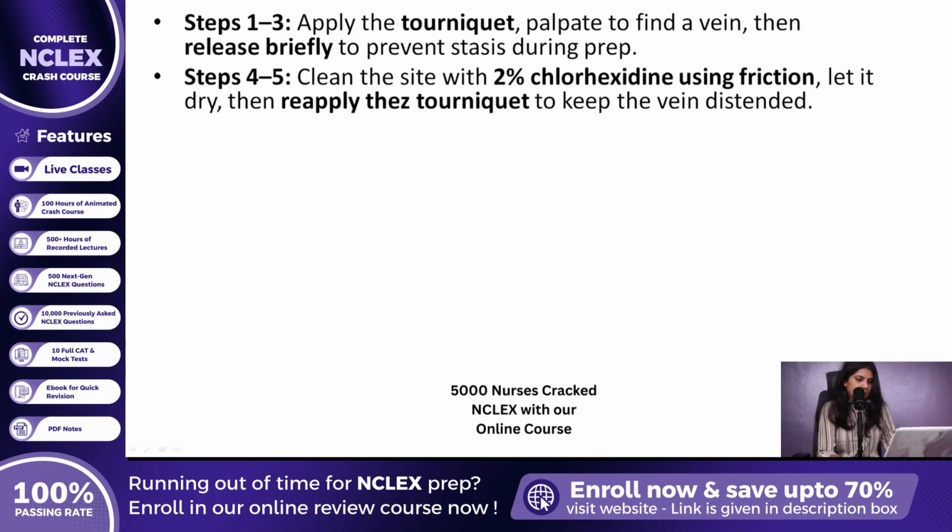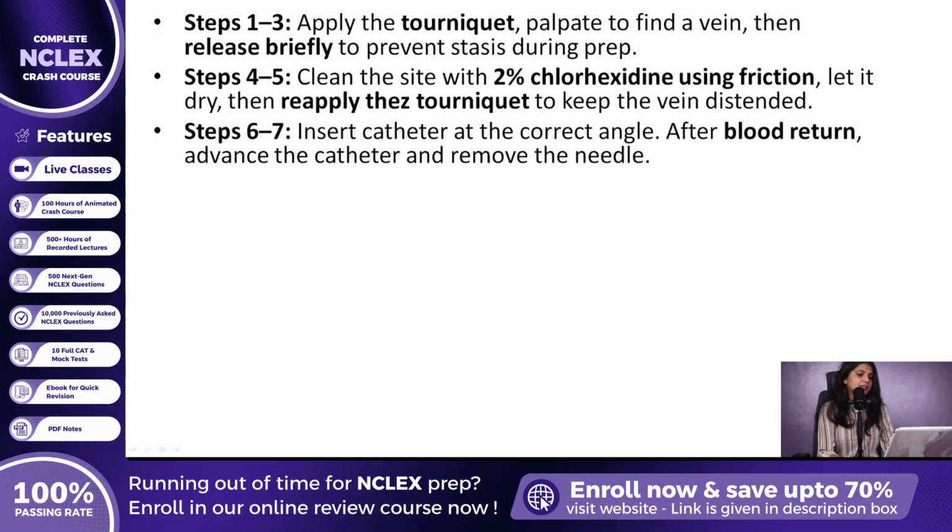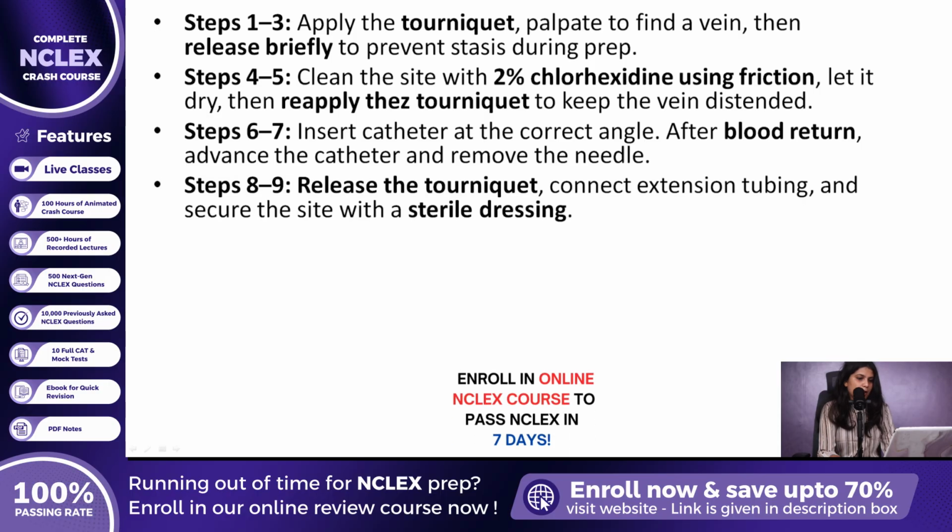Option B is the next step, cleaning the skin thoroughly with chlorhexidine and allowing it to dry. After that, Option G involves reapplying the tourniquet to re-engorge the vein. Then Option D is performed by inserting the catheter at the correct angle. Option E follows with advancing the catheter after flashback is seen and removing the needle.